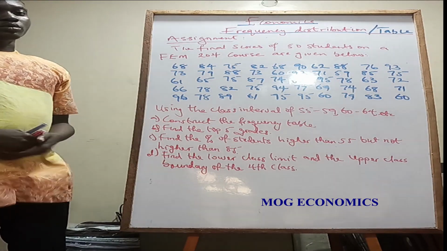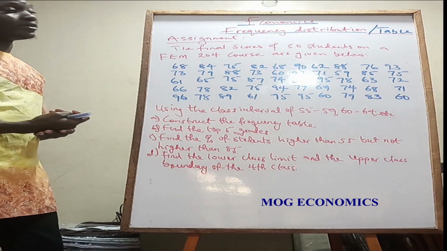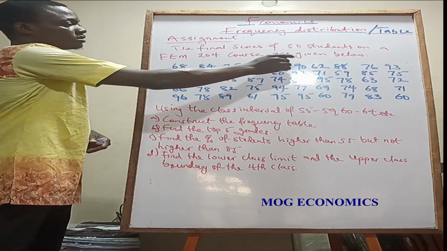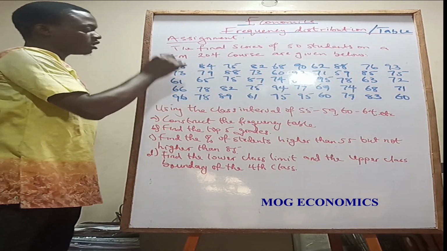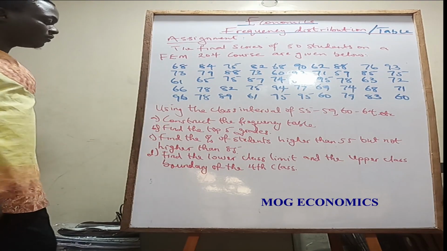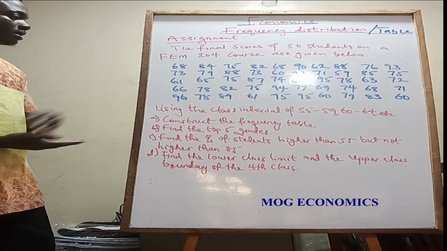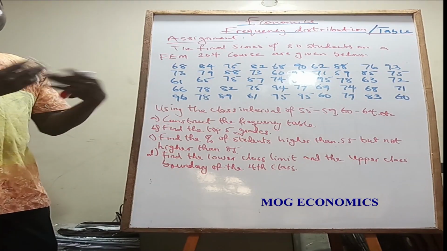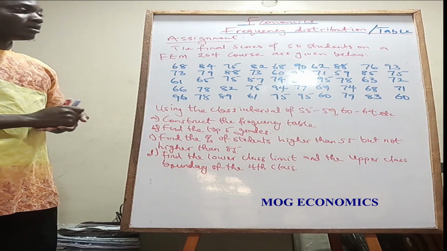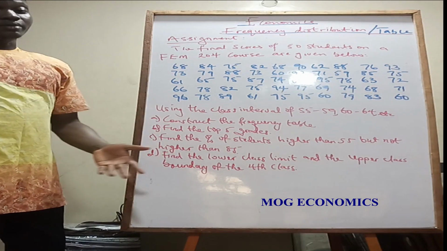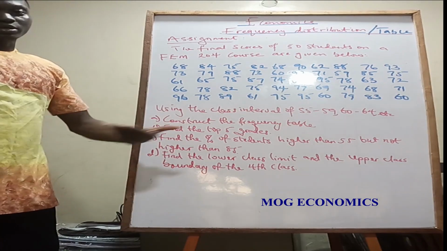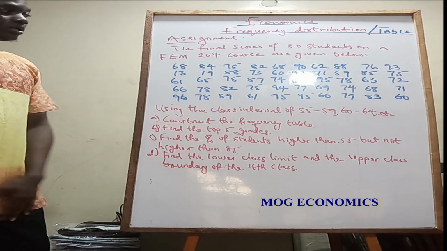You have all of these scores, there are 50 numbers, but count to verify. 1, 2, 3, 4, 5, 6, 7, 8, 9, 10, and it's complete up to this end. So 10 times 5 is 50. Number one, I'm using a class interval. Usually you'll be given your class intervals, except you have to construct one yourself, which the question will state. So using a class interval of 55 to 59, the lowest score you're starting from is 55, it doesn't have to be 0 necessarily.